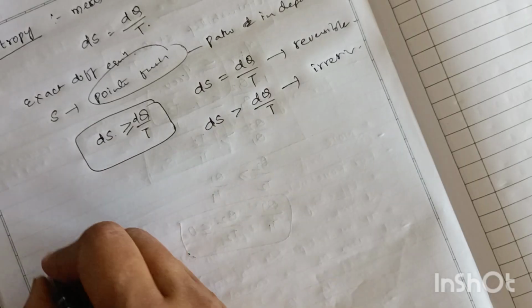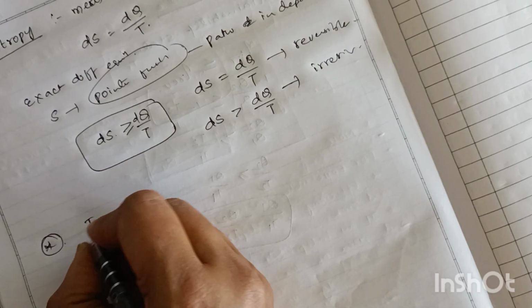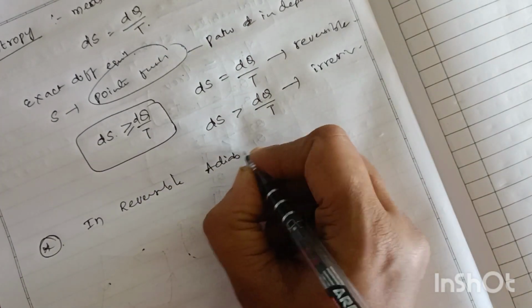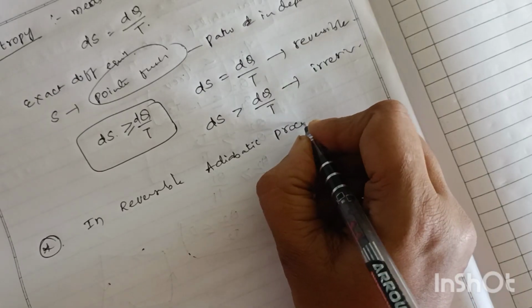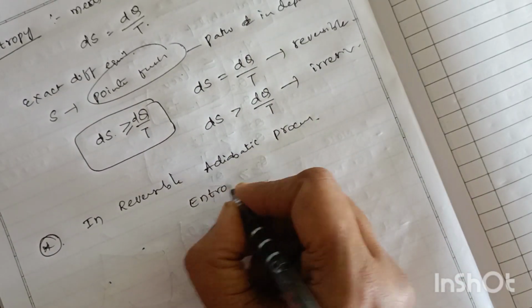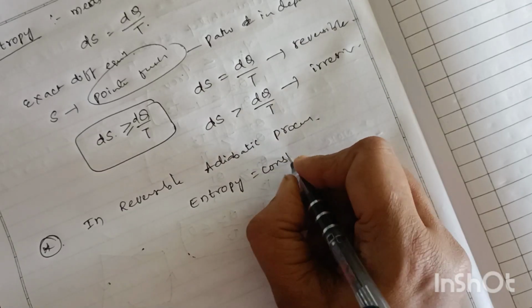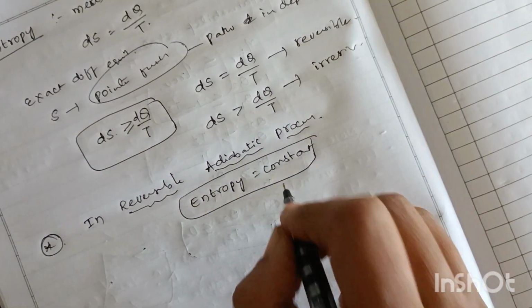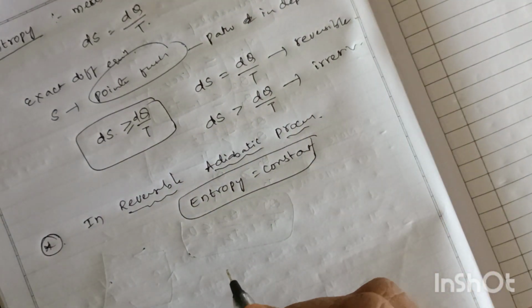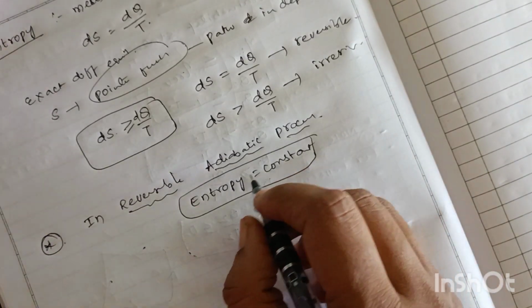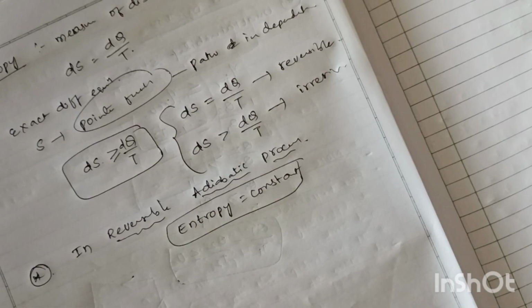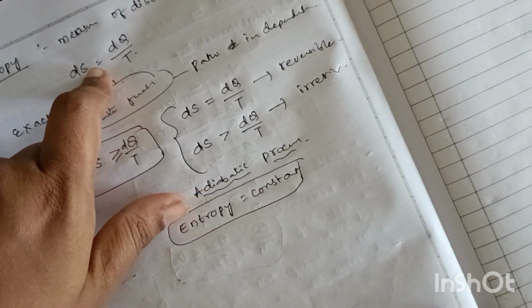Okay, and one more very important, in reversible adiabatic process, entropy is constant. So many times this question came. In reversible adiabatic process, entropy is constant. Okay, so entropy is an extensive property. Okay, these points are very, very important. This is entropy definition, and change in entropy is equal to dQ by T.